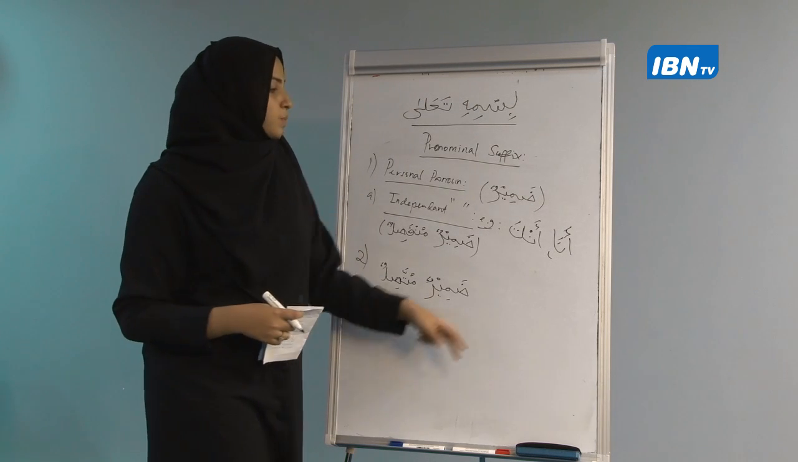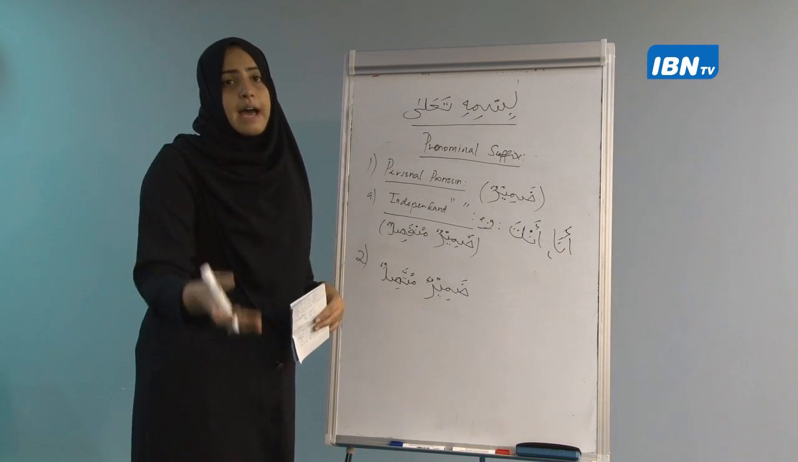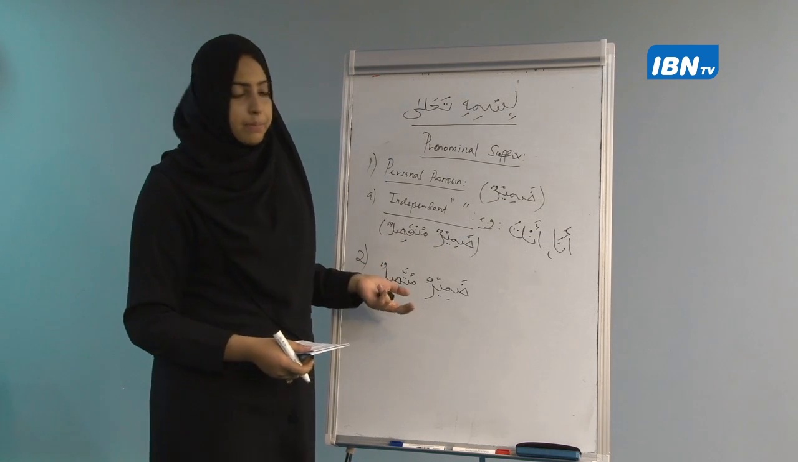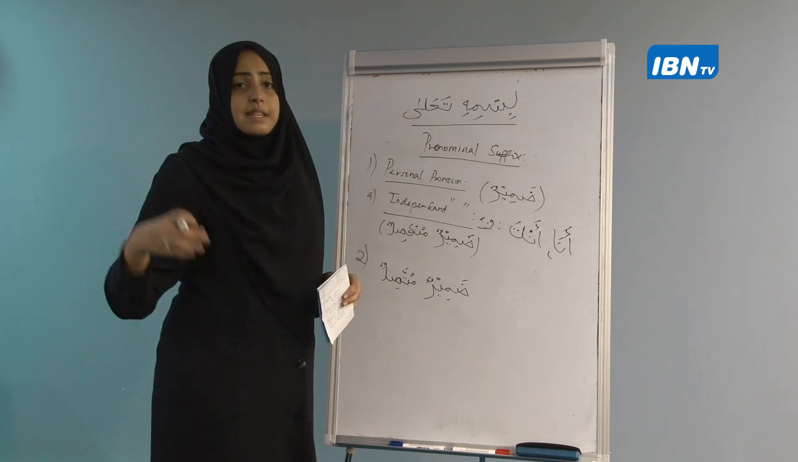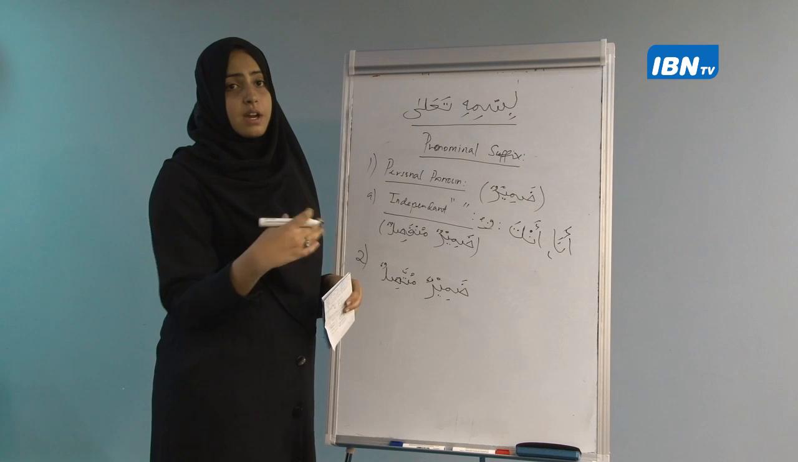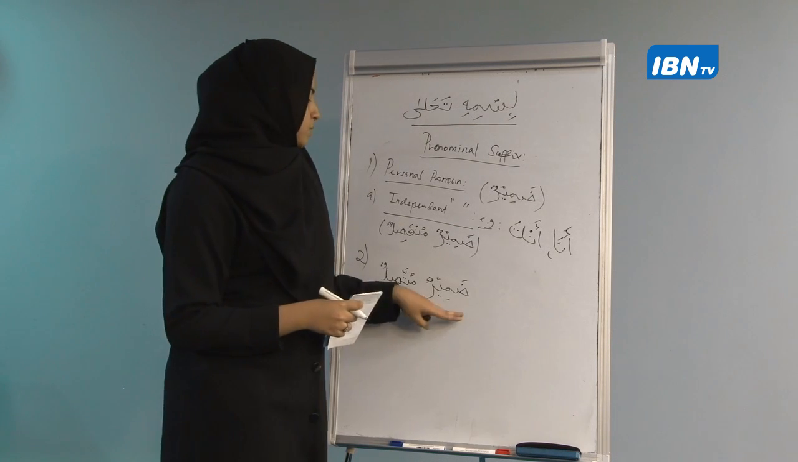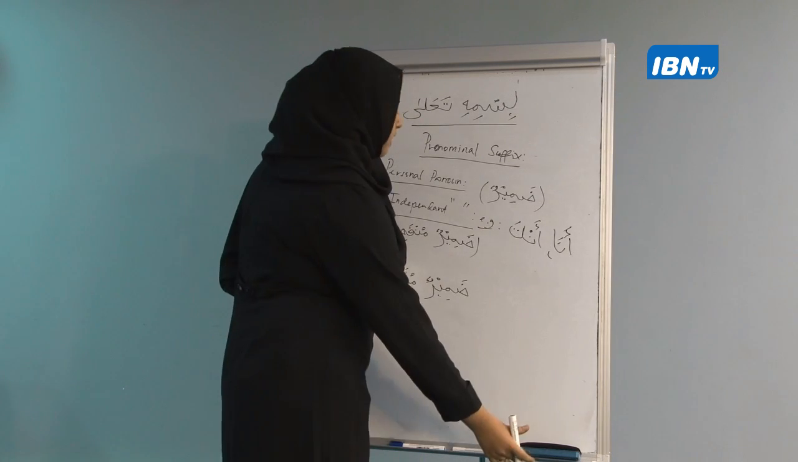So the independent one is the one we had already covered. Ana, anta, anti, you, I, he, they. These are all dhamir munfasil, independent pronouns. The other type of pronoun, of course, are attached as suffixes. They are attached to a noun, a verb or a preposition. Now we'll be looking at different examples.